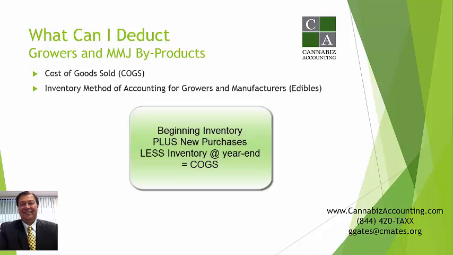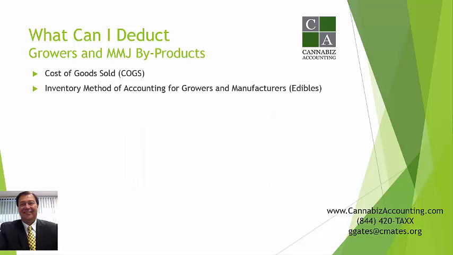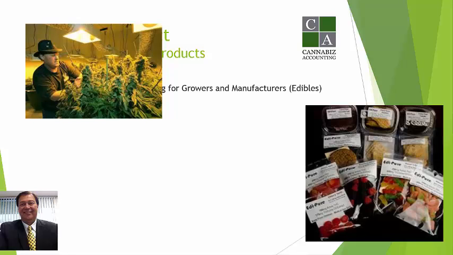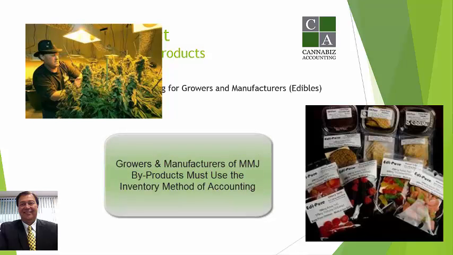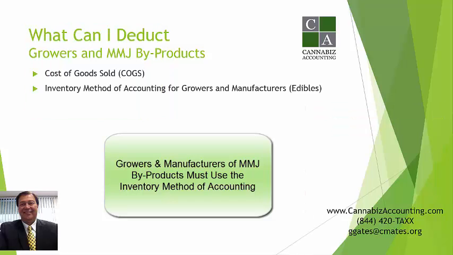Generally, the inventory costs are added to the beginning inventory amount and reduced by the cost of the inventory on hand at the close of the year to compute the cost of goods sold for the whole year. That means if you're a grower or a manufacturer of MMJ products such as edibles, waxes, oils, hash, etc., you must use this method of accounting.